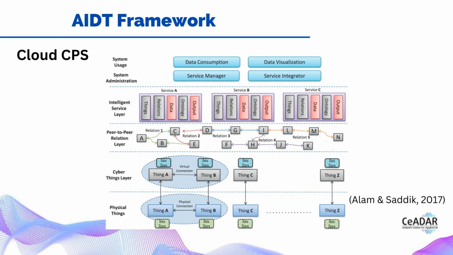This framework consists of the system usage, system administration, and intelligence service layer, peer-to-peer relation layer, and cyber things layer, and finally the physical things layer. This framework allows for a one-to-one connection between physical and cyber things, where every physical thing and its corresponding cyber thing manage a data store. However, while this framework is highly efficient, it can be limited by privacy concerns and requires a strong network connection.